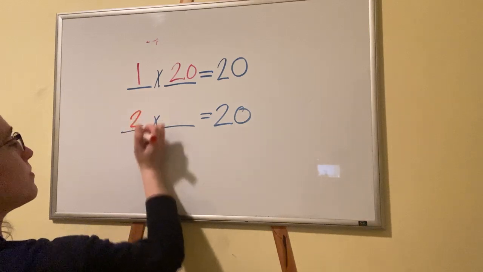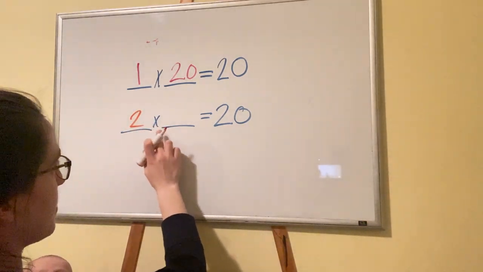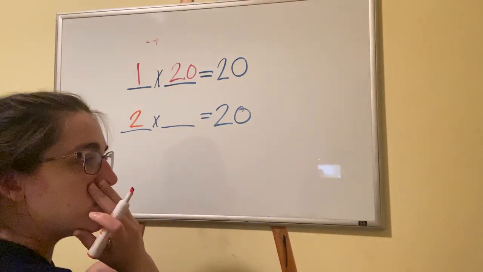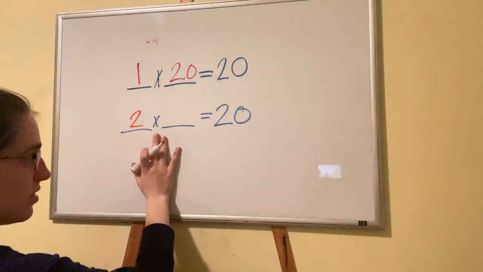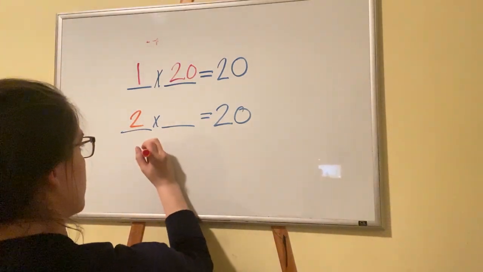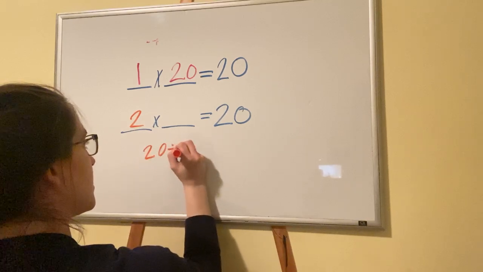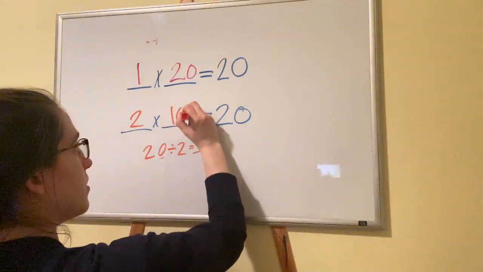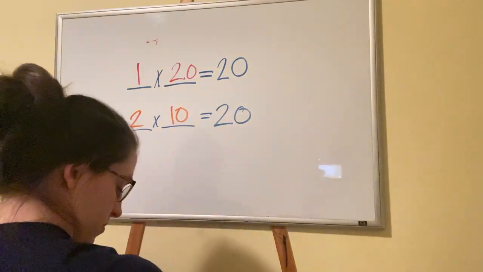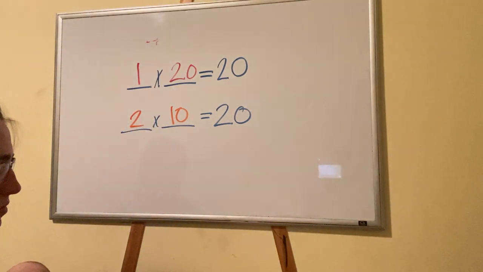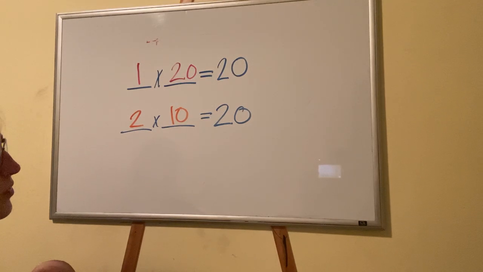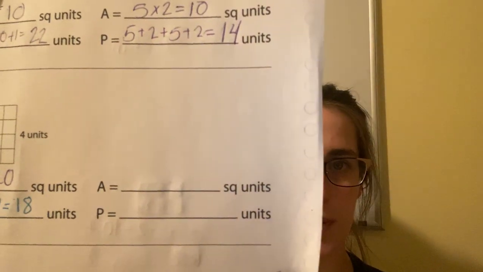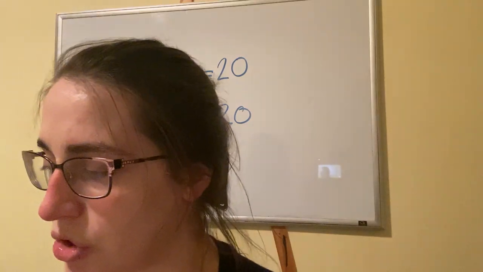What if I put a 2 here? What would have to go here? 2 times what equals 20? We just talked about this in your last chapter with division when we were talking about 10. If you think about it this way, what is 20 divided by 2? That 0 tells you that it's going to be 10. Choose one of those two and make it in this blank space right here. Choose one of those two.